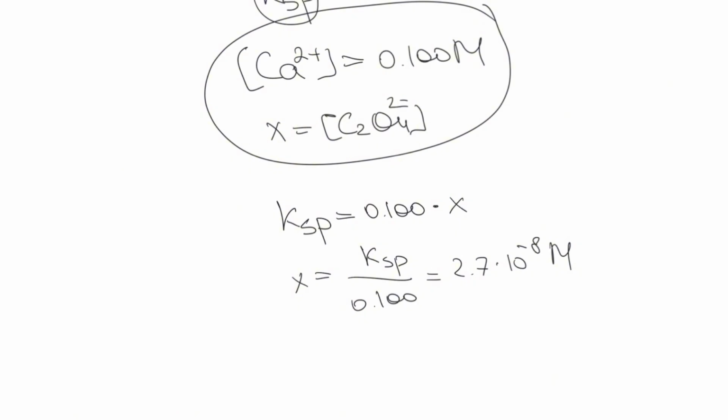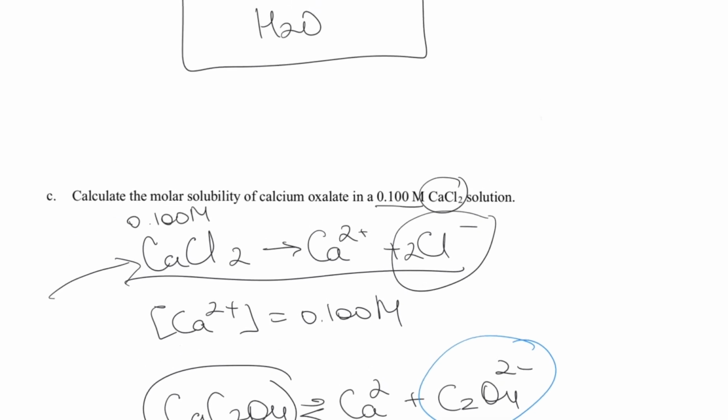This value is much smaller than the solubility in pure water because the higher concentration of calcium ions will give us less dissolution of calcium oxalate. And therefore, the molar solubility of calcium oxalate in 0.100 molarity of calcium chloride will be just equal to 2.7 times 10 to the power of negative 8.